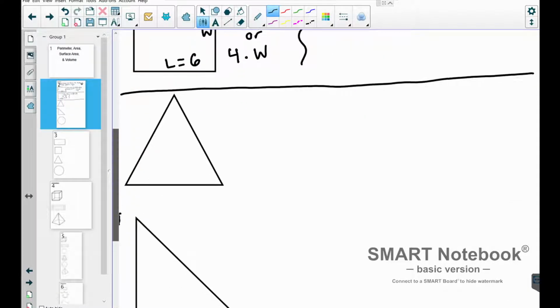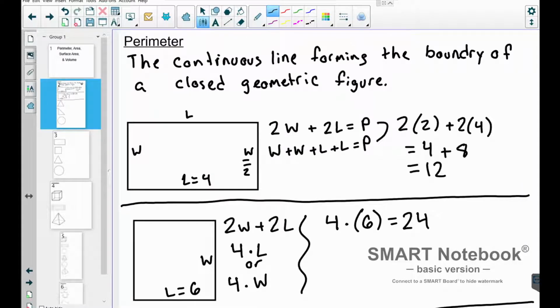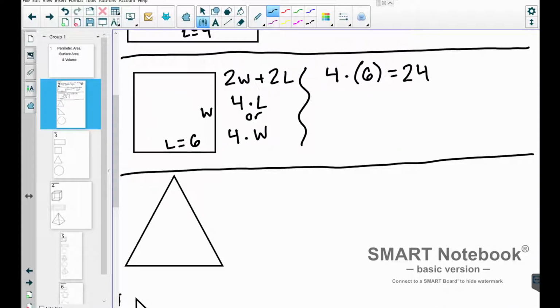Now, let's look. What's going on here? My zoom keeps messing up, or my scroll.